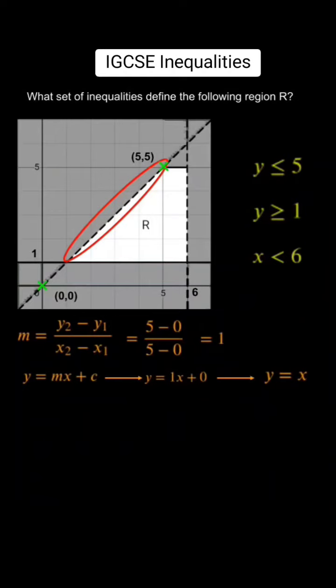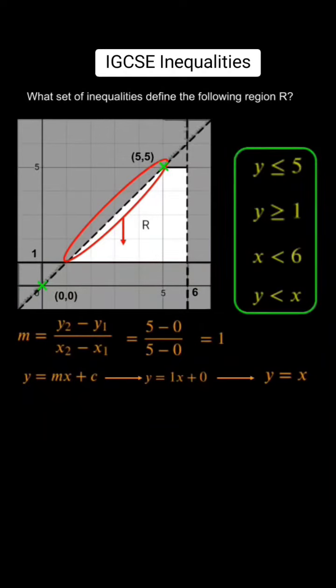Now, since we are interested in the R region below that line, and it is also a dotted line, we can describe it as y less than x, not inclusive. And so we now have our 4 inequalities that define the region R.